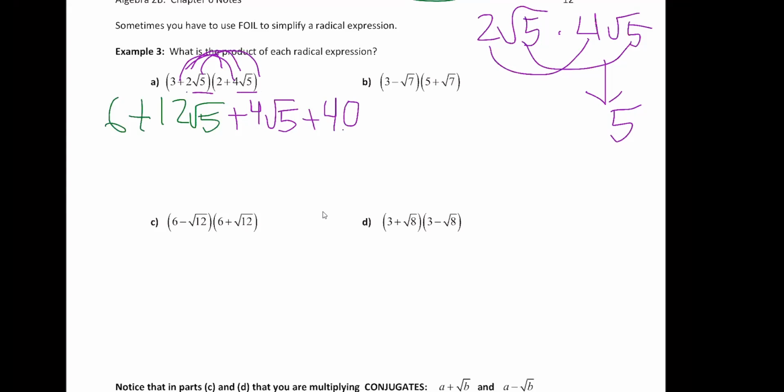And then if you combine like terms, you can combine the 6 and the 40, that would be 46. Then if you combine your radical part, 12 radical 5 plus 4 radical 5 would be 16 radical 5.